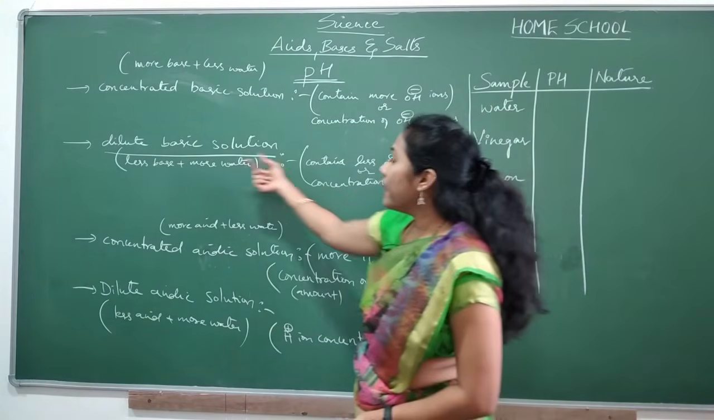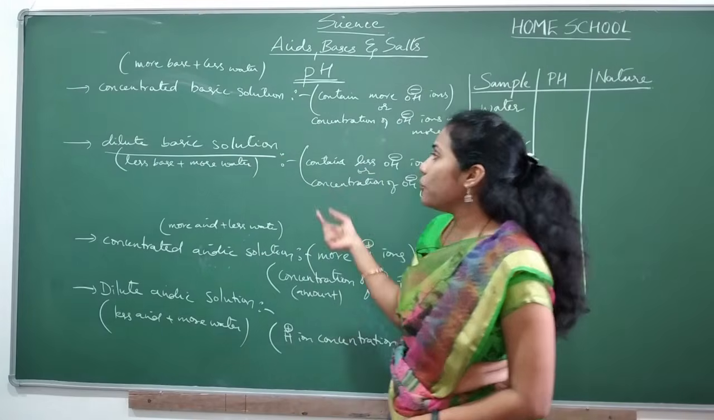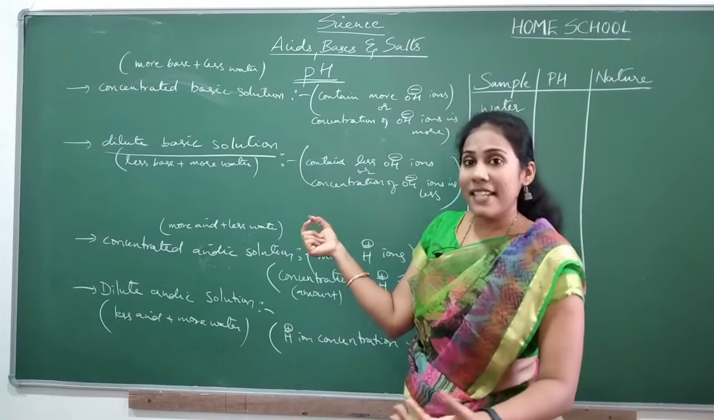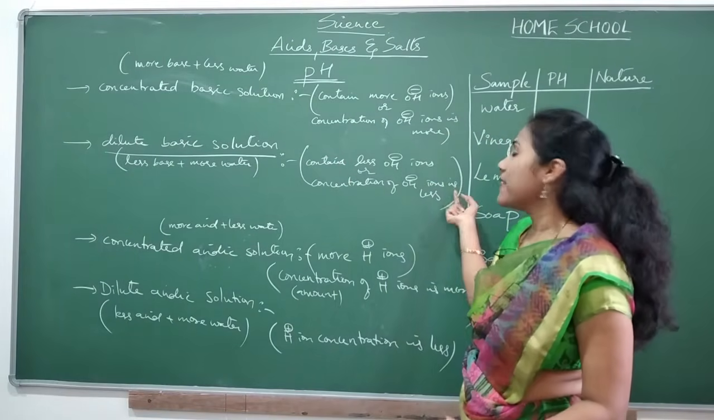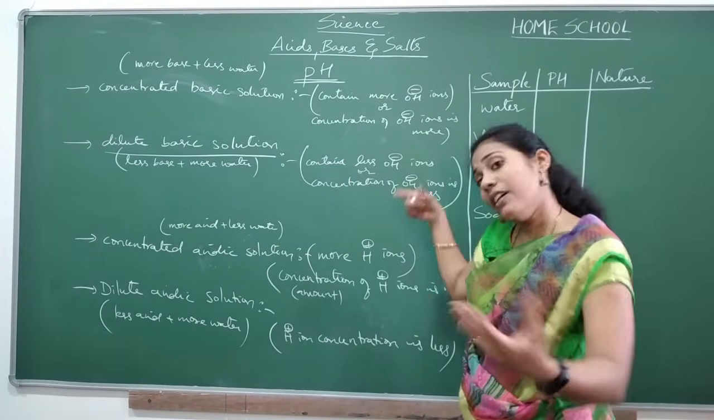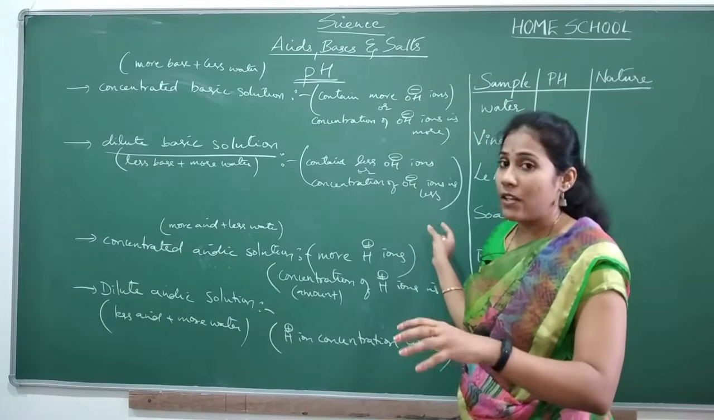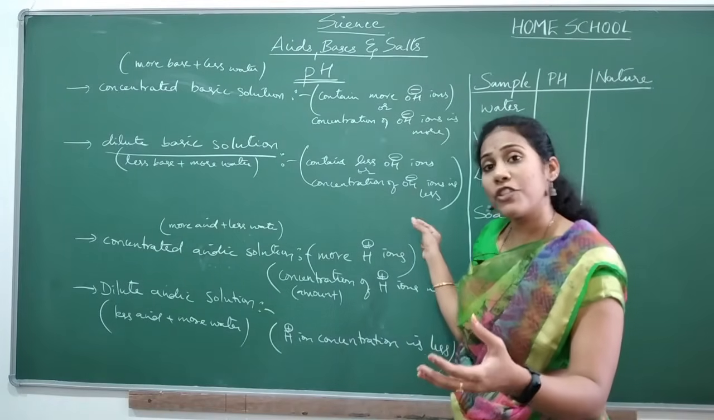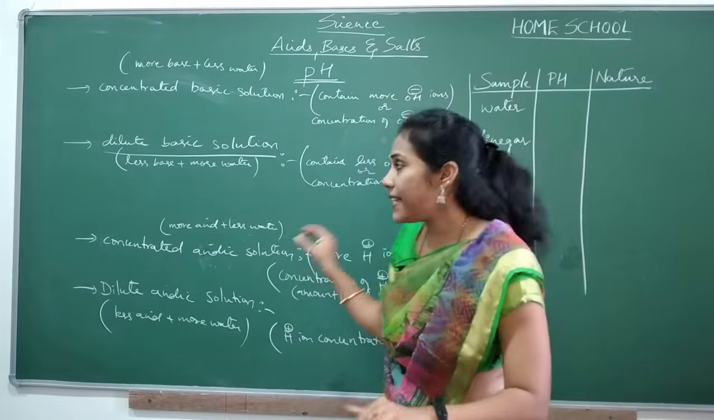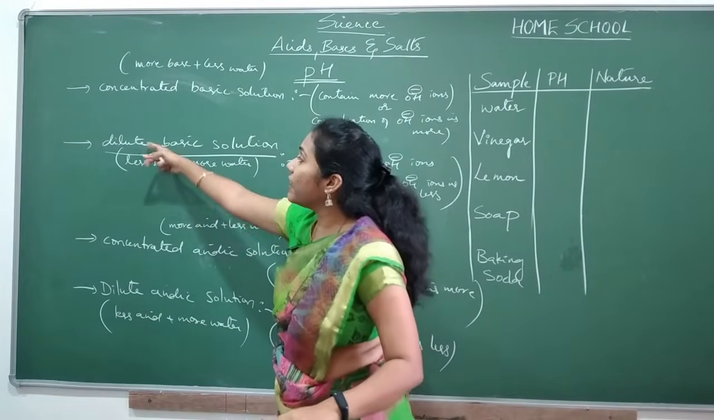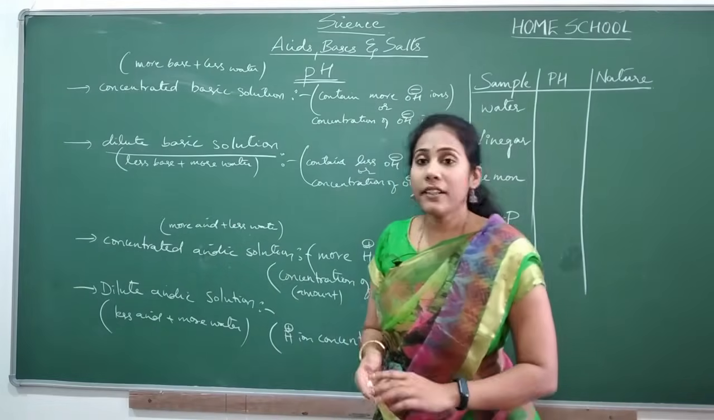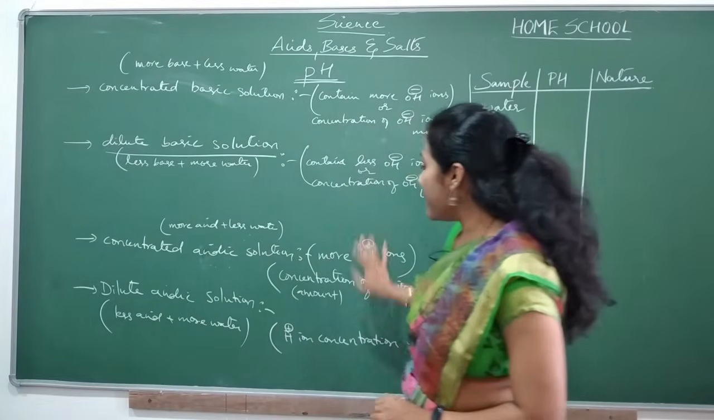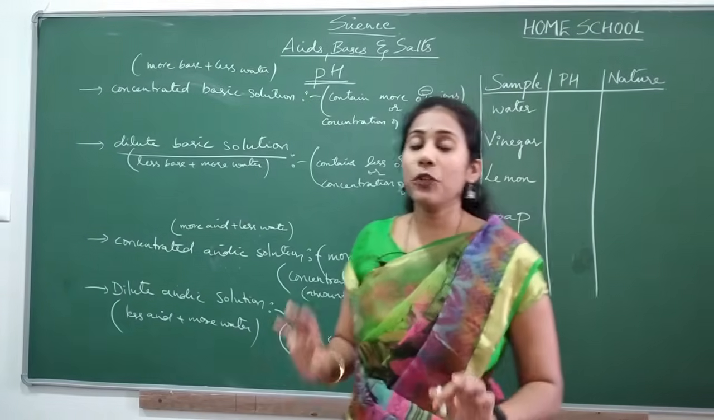Okay. In the same way, what will you understand by a dilute basic solution? In that particular solution, the concentration of OH minus ion is less, meaning the number of OH minus ions is less. Why is the concentration of OH minus ion less? Because the solution is dilute. Dilute in the sense you would be taking less base and more water, isn't it? So these meanings are very, very important to understand.